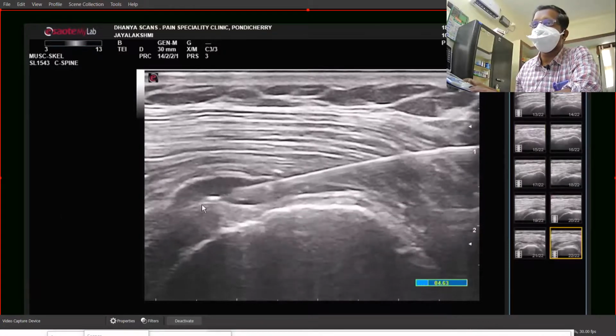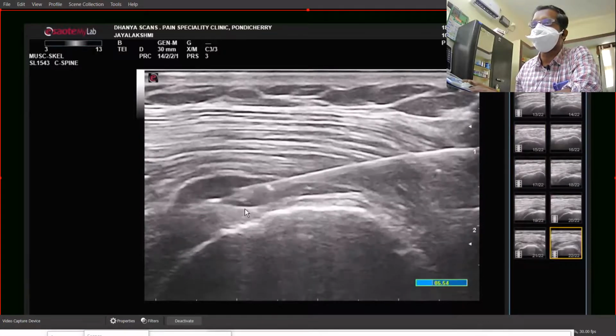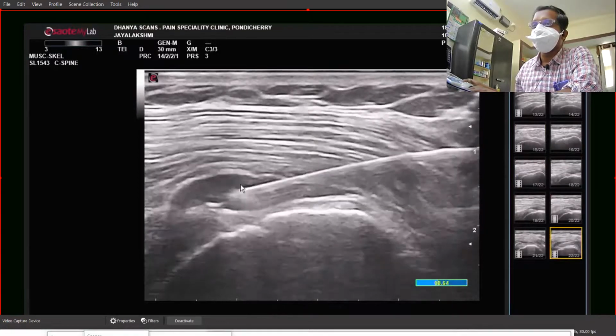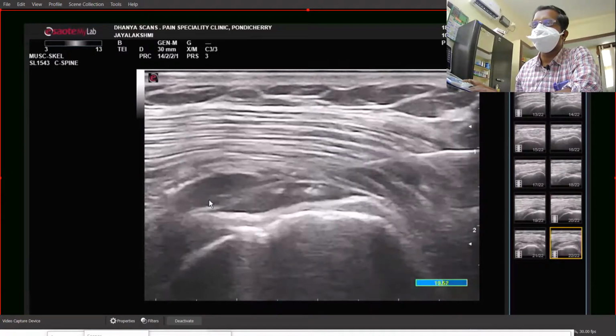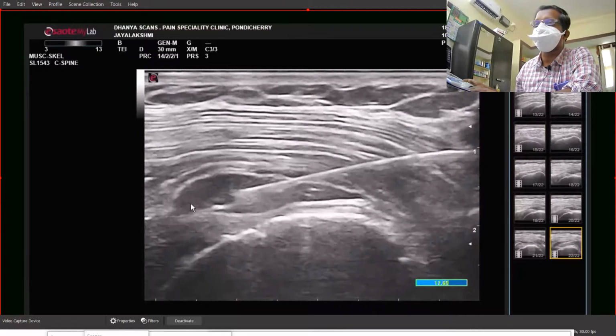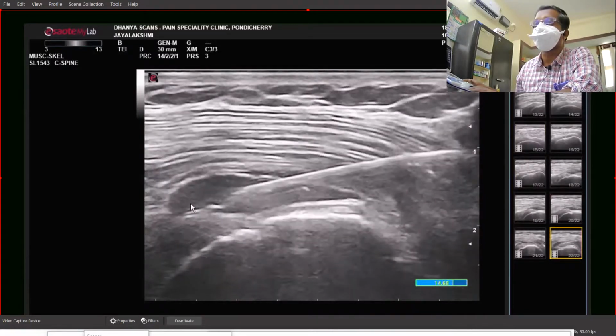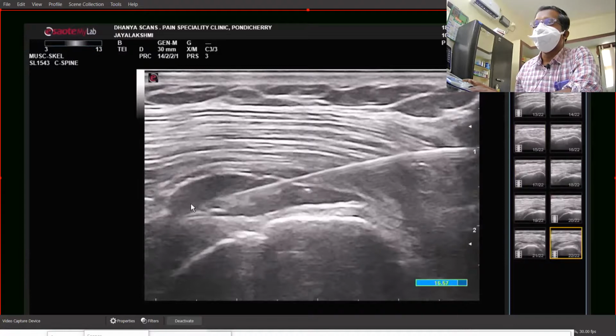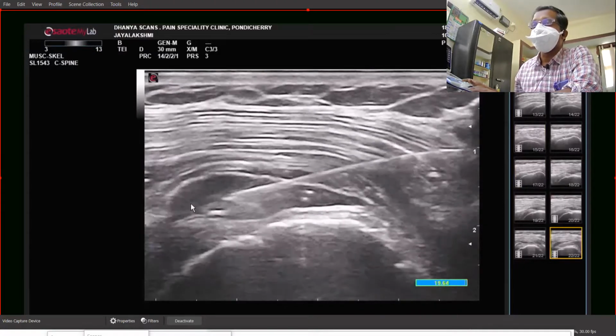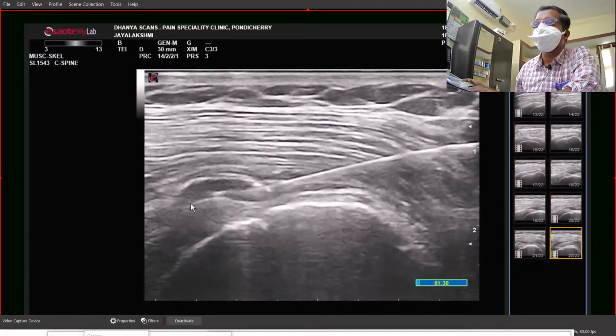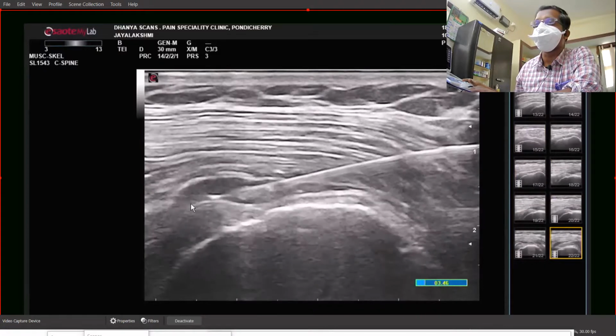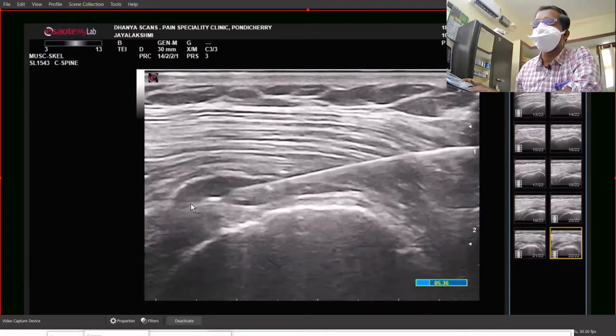The tendon should never be disturbed. There's no tenotomy which is required. You are actually putting your 5% dextrose, around 4 ml, into the subacromial bursa along with 2 ml of 2% lignocaine for pain relief. She reported after 5 days with nearly 90% of pain relief. She is able to lift her shoulder without any pain.